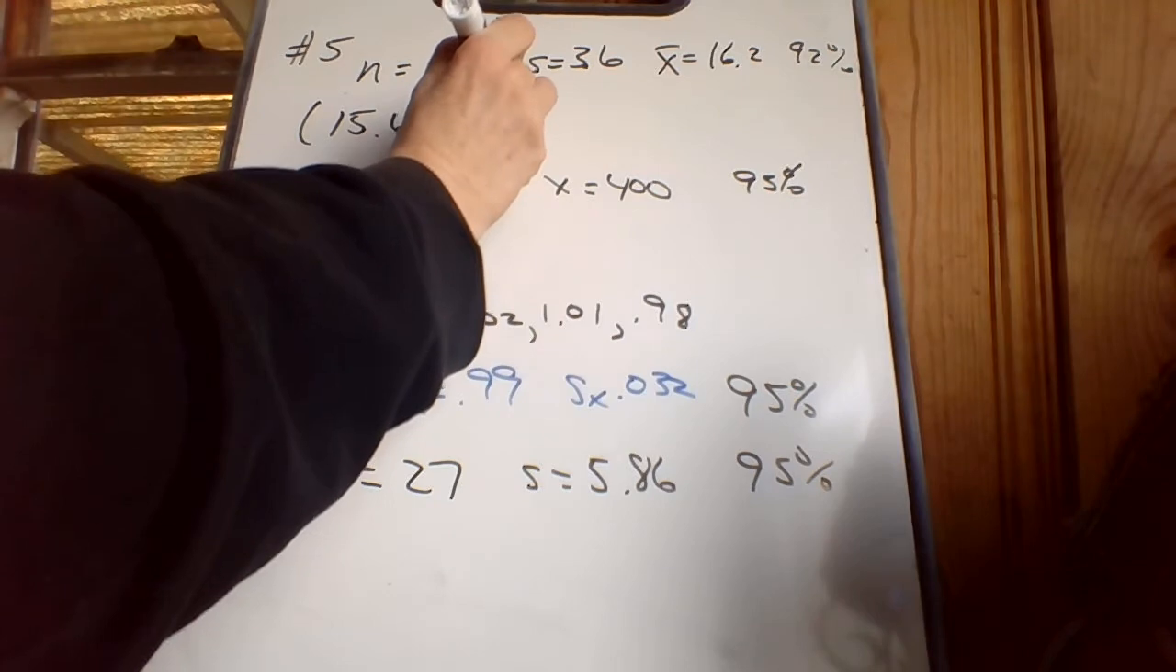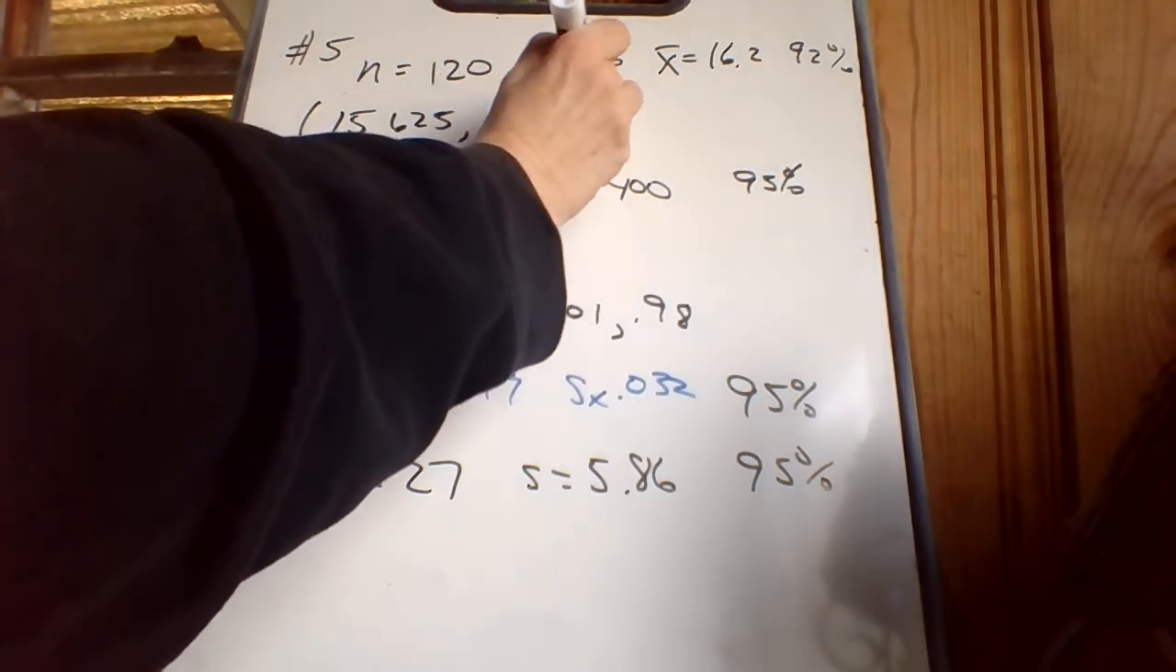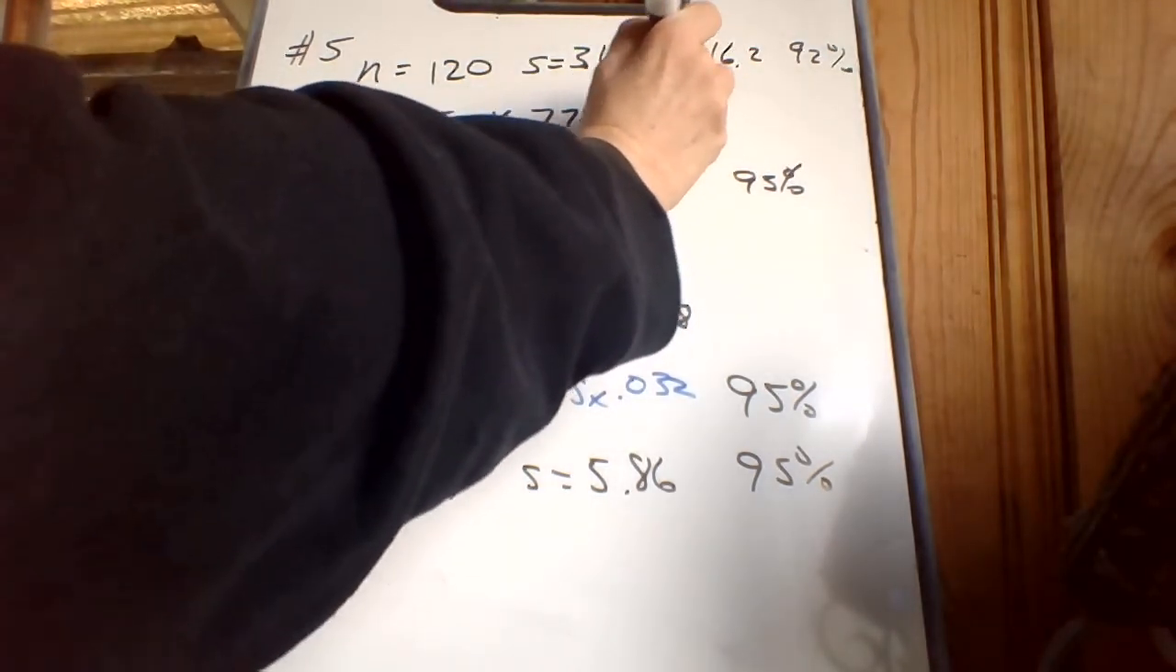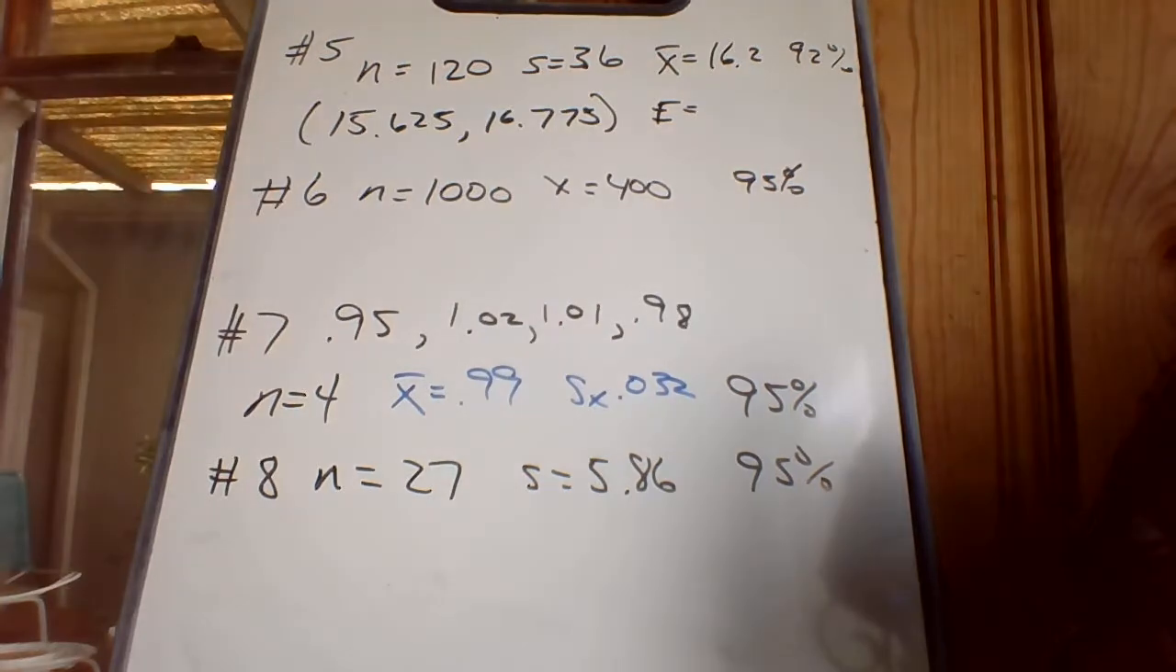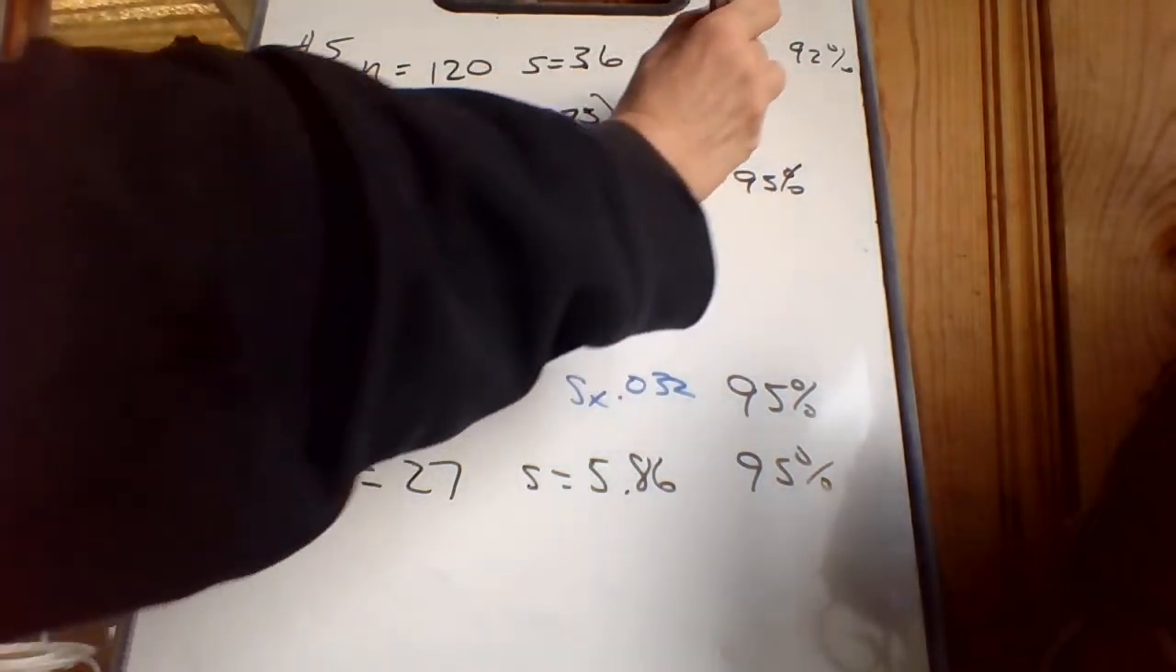15.625, comma, 16.775, and I better get the error. 16.775 minus 15.625 divided by 2 is 0.575.